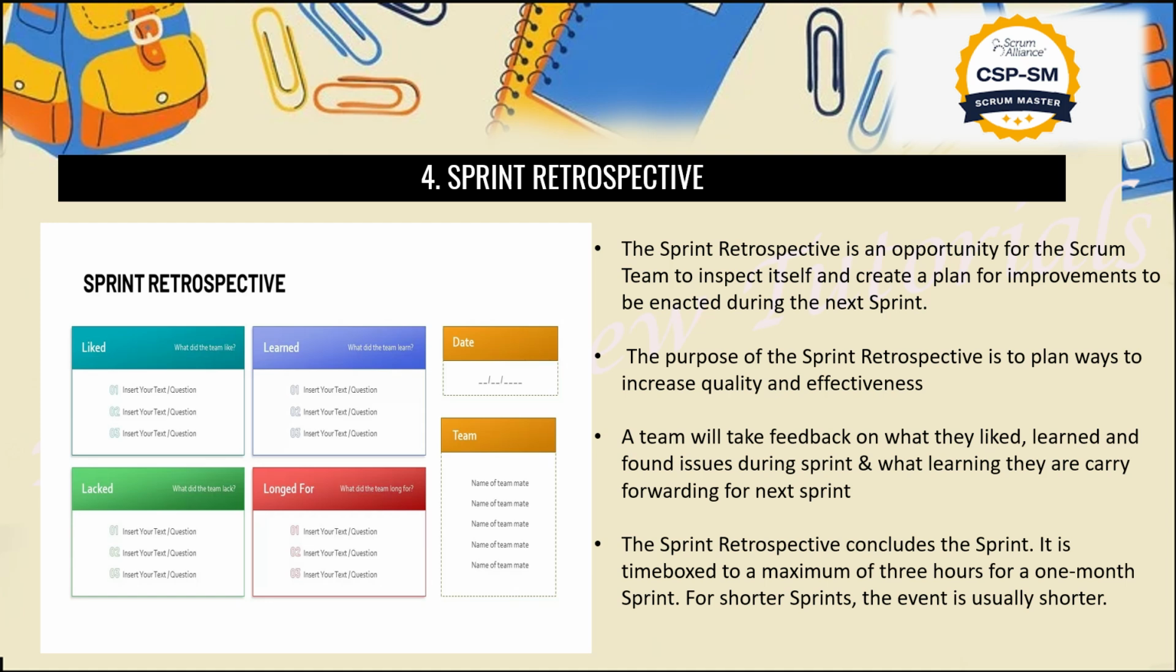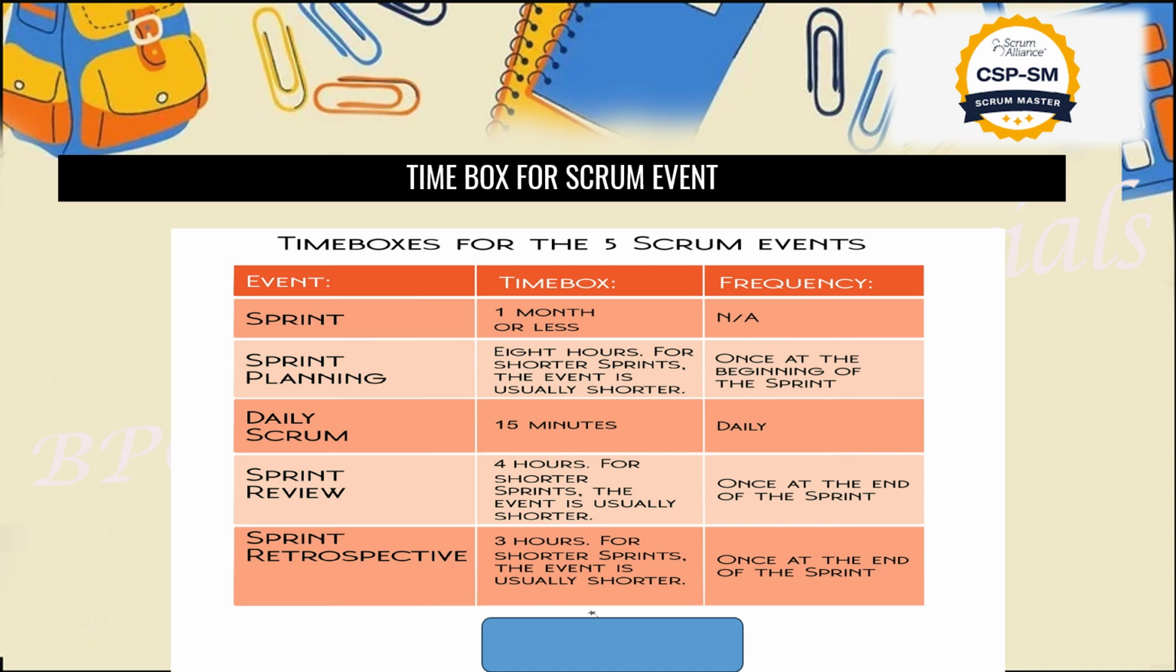It is again time boxed, maximum 3 hours, conducted once a month. I told you, right? It's like once a month. After every sprint we will conduct it. We'll not conduct this after the daily meeting, guys. We'll conduct it after every sprint, or maybe when we complete the entire product. So this is known as the sprint retrospective.